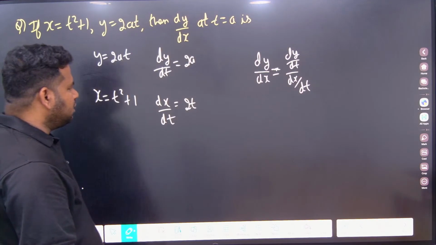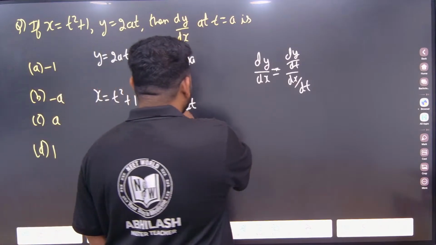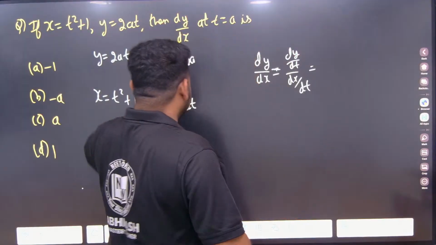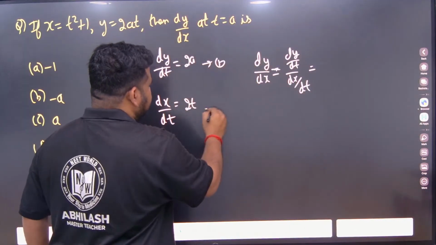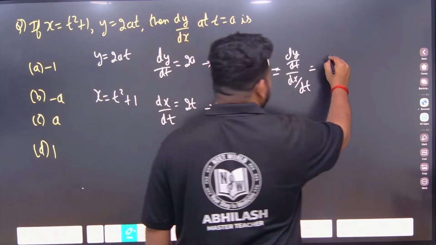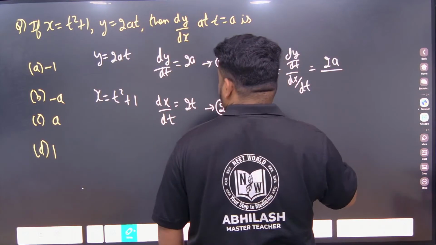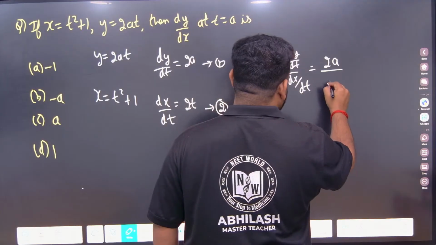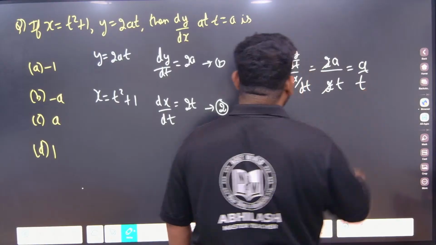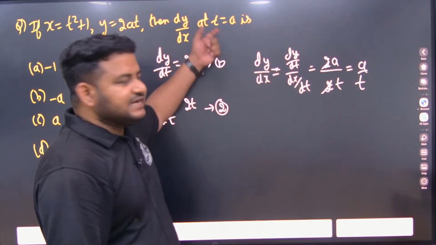Now we need dy by dt and dx by dt, because we want dy by dx. That means equation 1 divided by equation 2, which is 2a by 2t. The 2 cancels and I will have a by t.